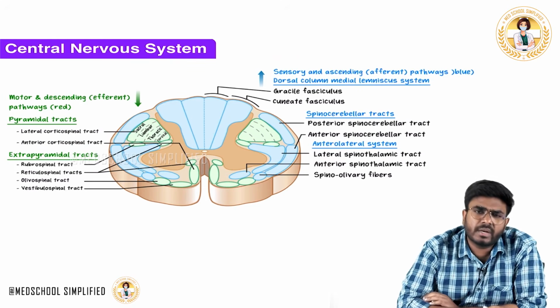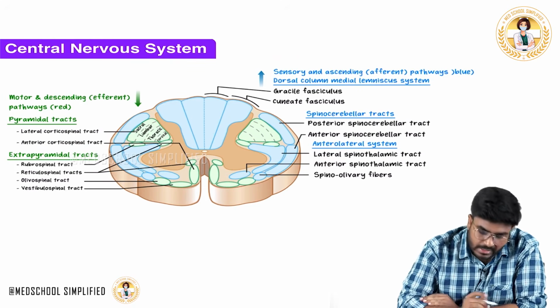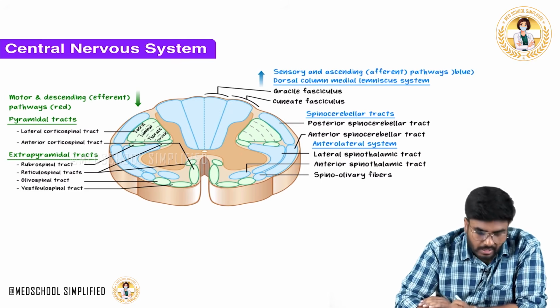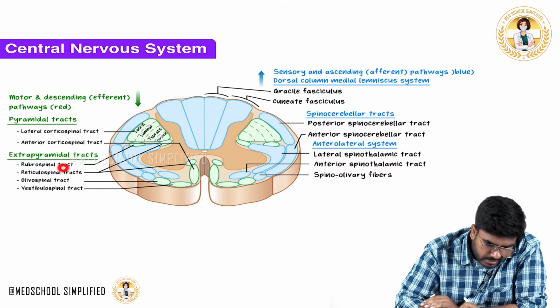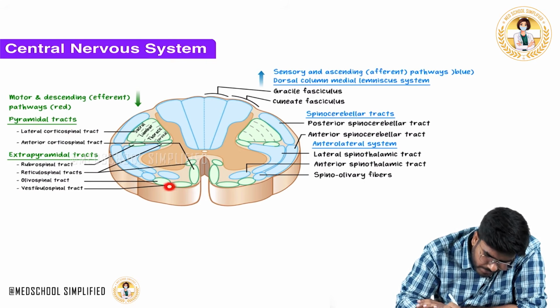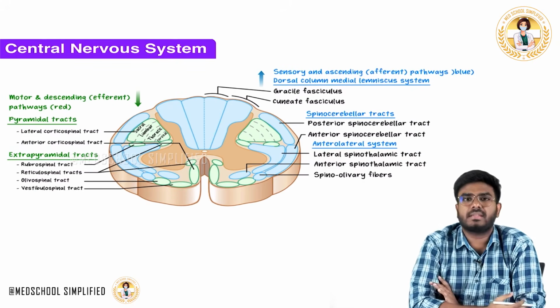If there is a lateral corticospinal tract, there is also an anterior corticospinal tract. See, here is the anterior corticospinal tract, which is most medial. Here is the lateral corticospinal tract, and this is the anterior corticospinal tract. Now, what are the extrapyramidal pathways? Extrapyramidal pathways include rubrospinal, reticulospinal, tectospinal, vestibulospinal, different types. You can see here is the rubrospinal, here is the reticulospinal, here is the tectospinal and vestibulospinal. Different types of tracts are there.